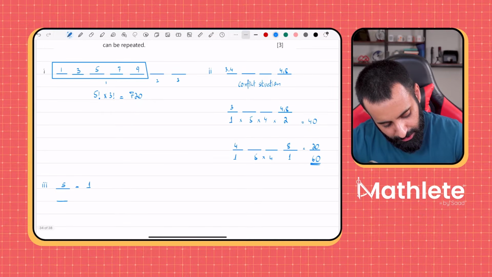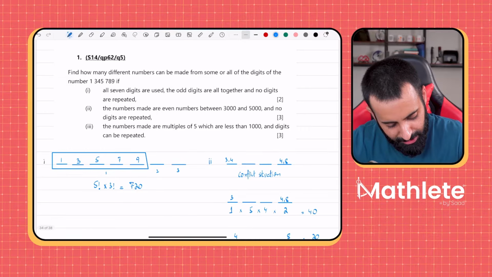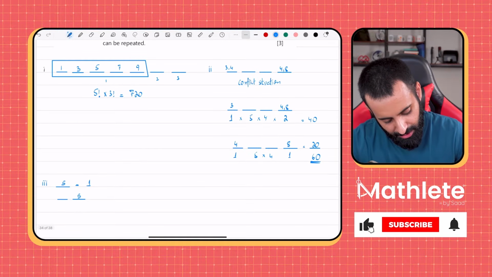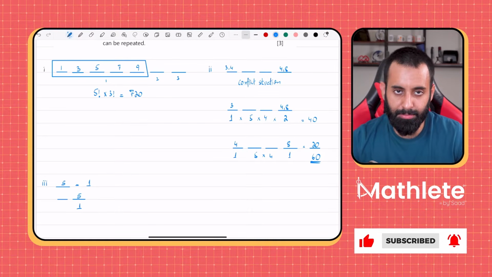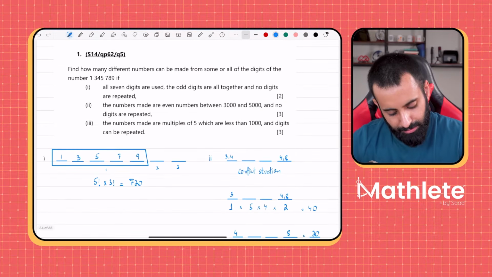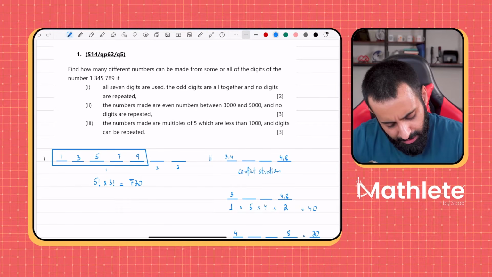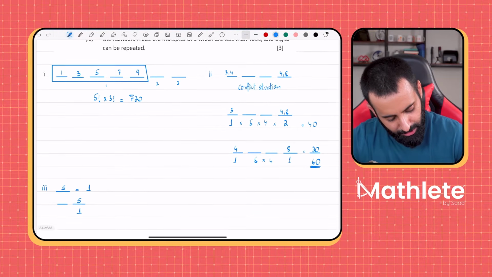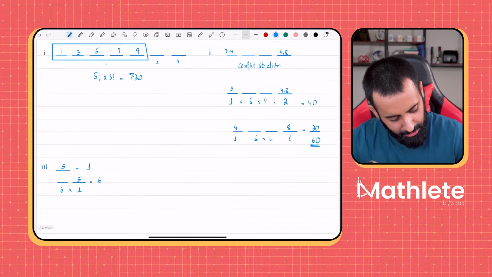Now what about all 2-digit numbers that are multiples of 5? In order to make sure that a 2-digit number is a multiple of 5, the last digit must be 5, that means we have one option, and before that, before 5, we can have all the other numbers and the number is going to be a multiple of 5. So that's going to be 6 options. So 6 times 1, that's equal to 6.